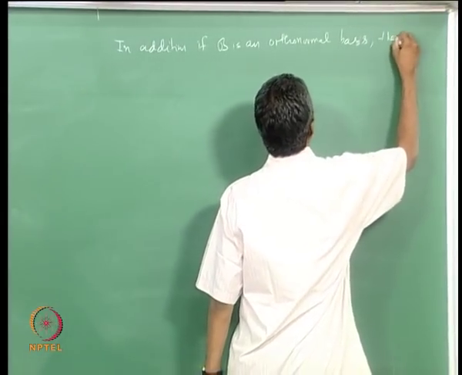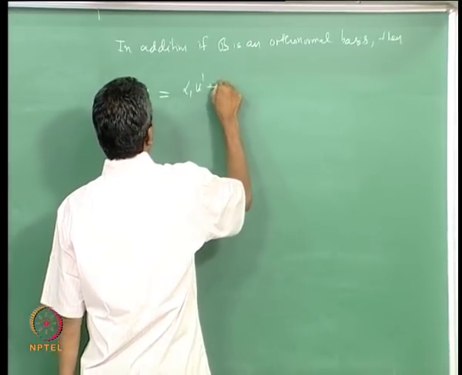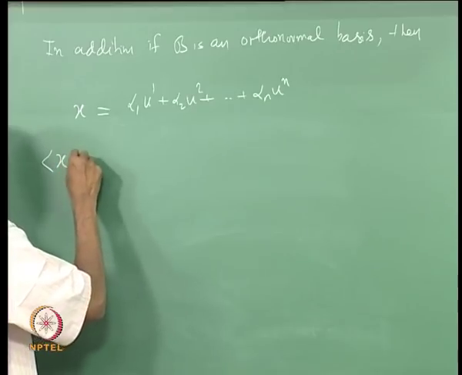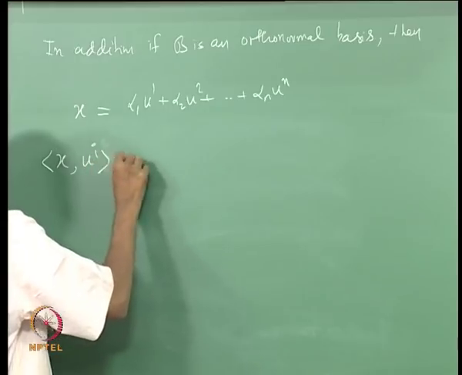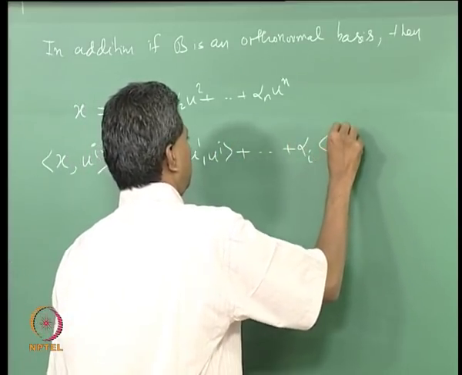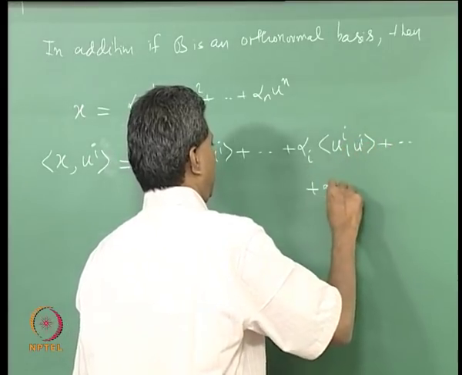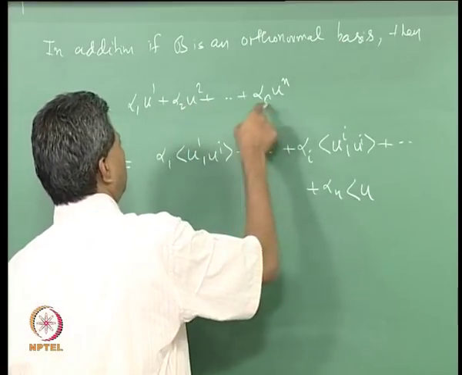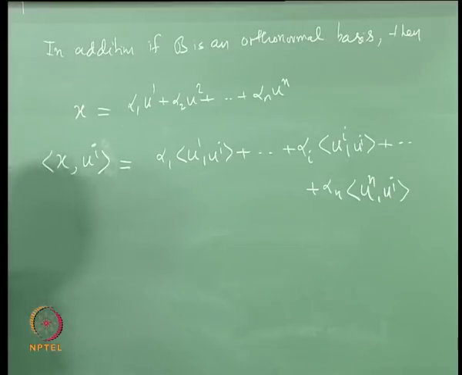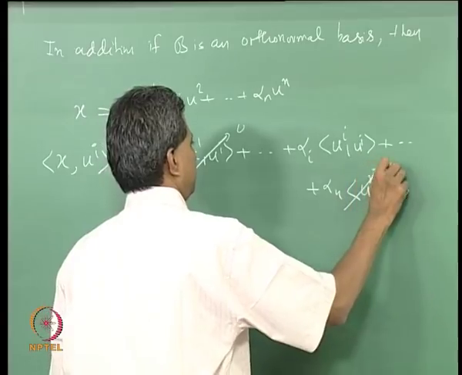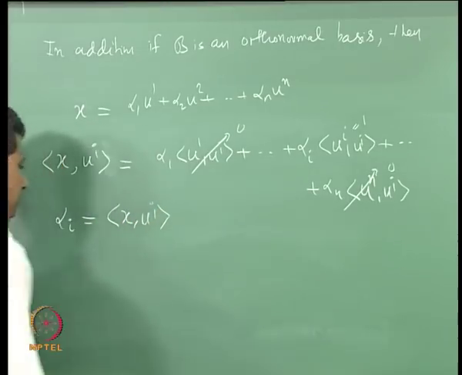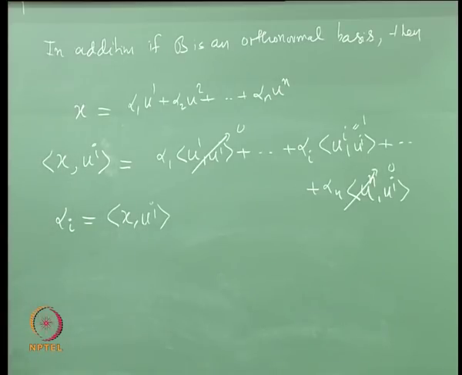Then we have the following. I will go back to this equation. x equals alpha 1 u 1 plus alpha 2 u 2 etcetera alpha n u n. I take the inner product of x with u I, where I runs from 1 to n. Then this is alpha 1 inner product of u 1 with u I plus etcetera alpha I inner product of u I with u I etcetera plus alpha n inner product of u n with u I. Since it is an orthonormal basis, all terms cancel except this one, all these are 0. This is 1 and so this is alpha I, and so the coefficient alpha I is determined as the inner product of x with u I. So the coefficients can be computed by the dot product.